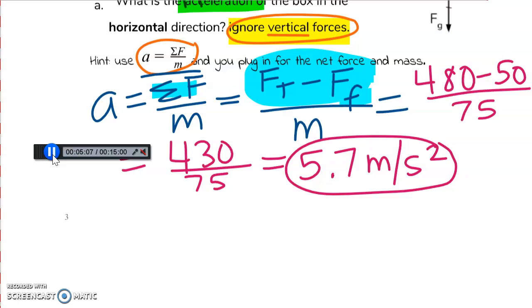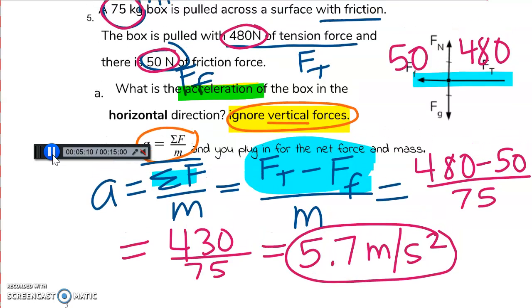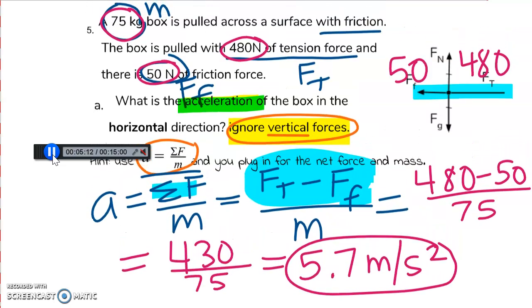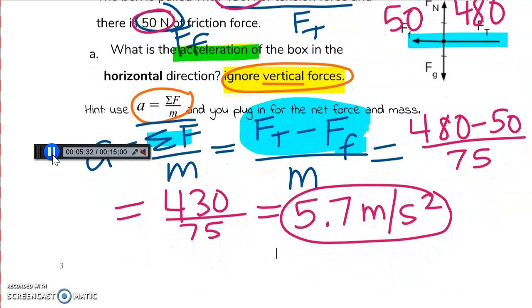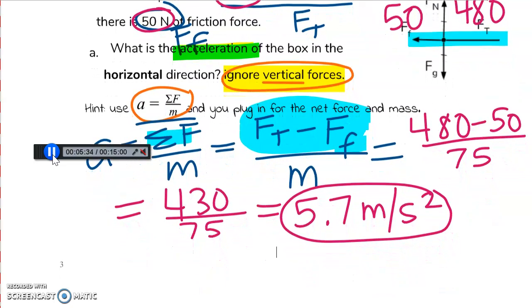To summarize the process, I took the information that was in the problem and used it to visualize which forces are causing the object to accelerate or change velocity in the x direction. With that visualization, I can apply Newton's second law, the equation, and plug in the total force by subtracting tension force and friction force, and divide it by the mass in order to find out acceleration.